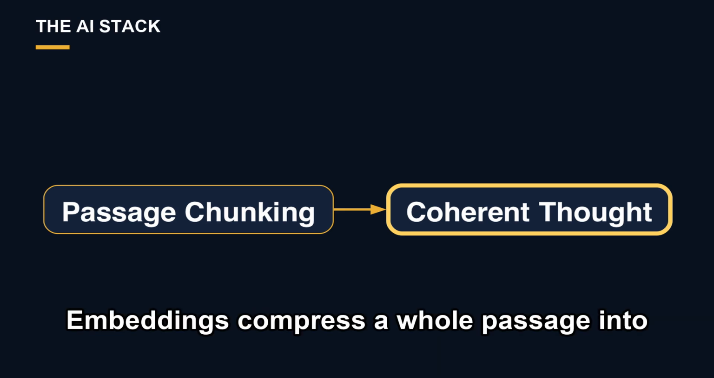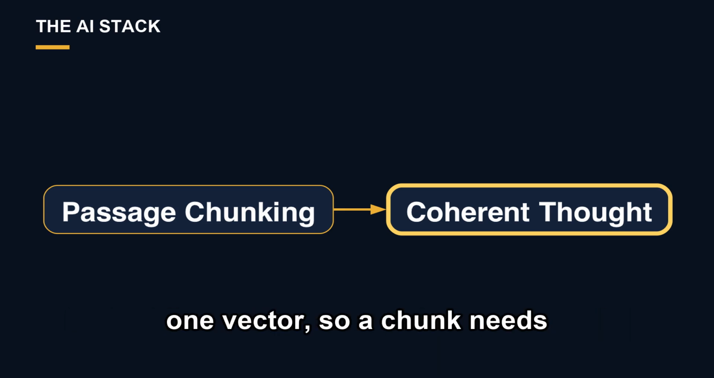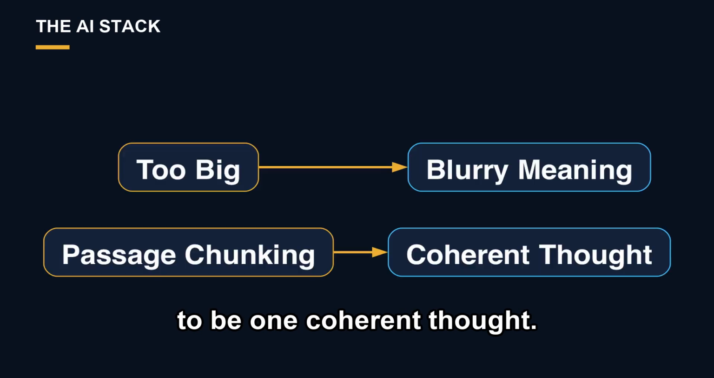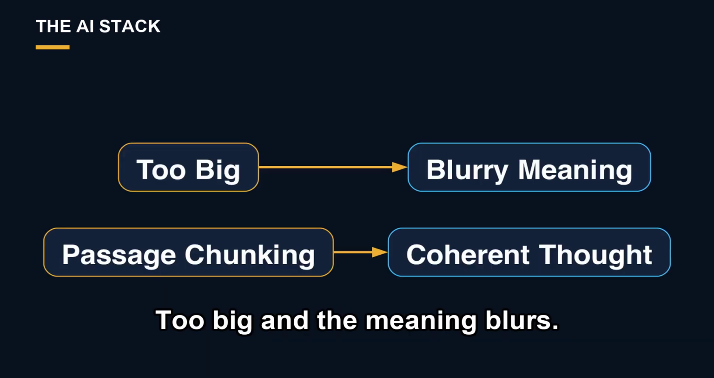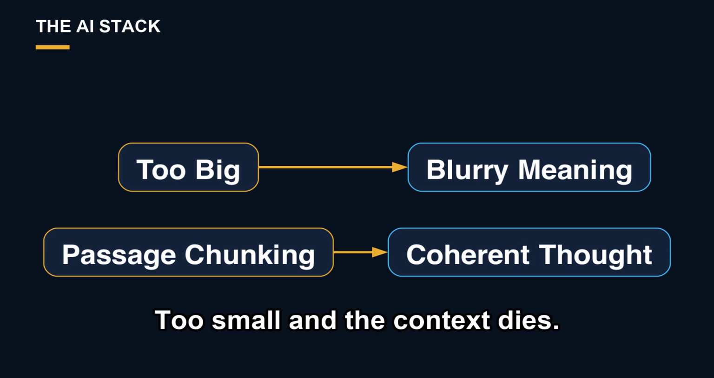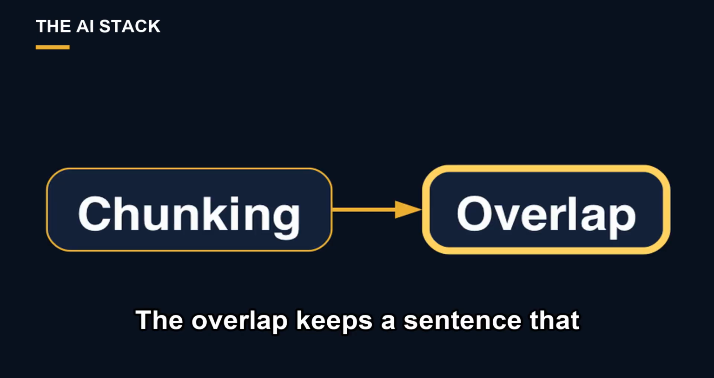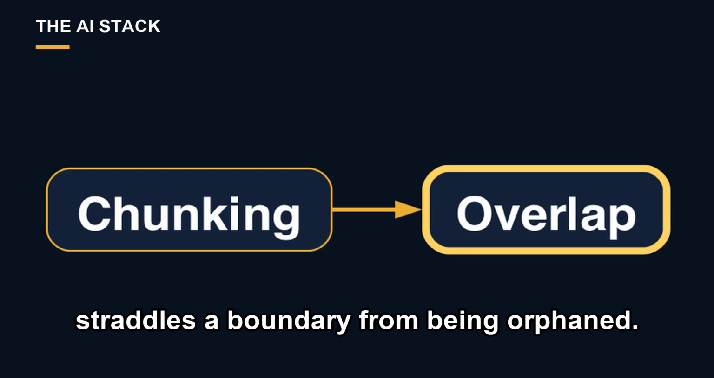Remember why. Embeddings compress a whole passage into 1 vector, so a chunk needs to be 1 coherent thought. Too big, and the meaning blurs. Too small, and the context dies. The overlap keeps a sentence that straddles a boundary from being orphaned.